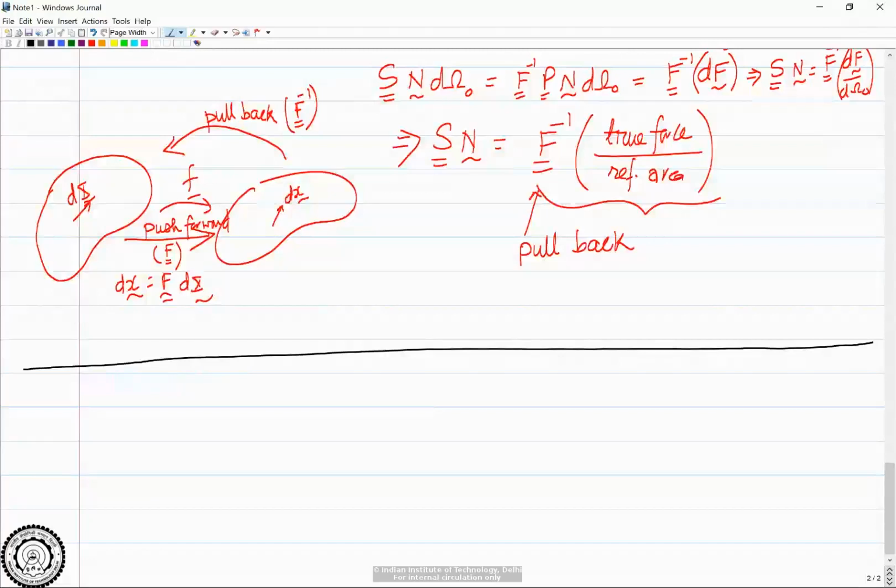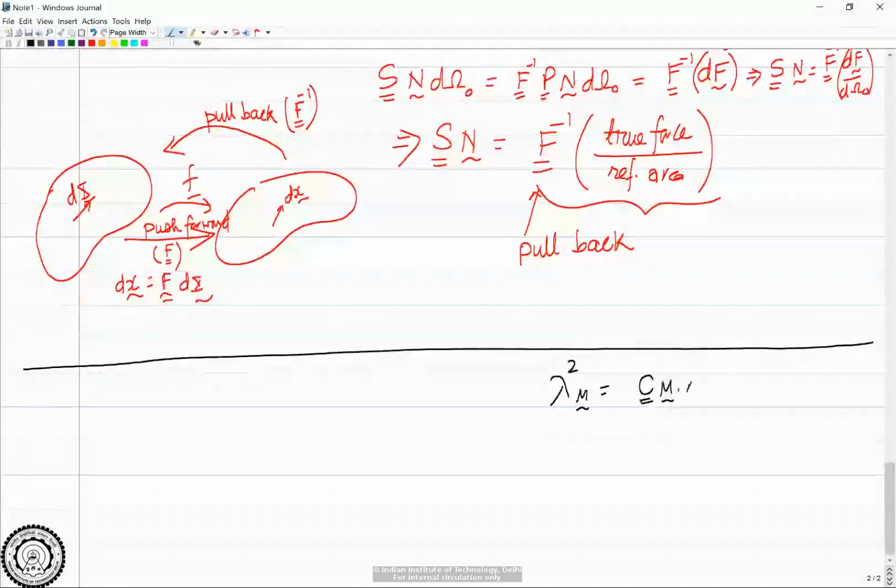Okay, sir. So, sir, stretch is also a kinematic measure of deformation. Yes, of course. As you know, this big C, the stretch square, do you remember that stretch is lambda square in a direction big M is big C M dot M. So this stretch is directly coming from big C.